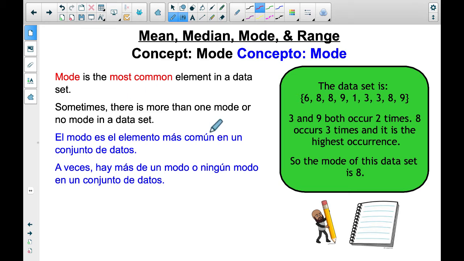Now, in terms of there being more than one mode, if this data set had one more 9 in it, the modes would be both 8 and 9 because 9 would be there 3 times and 8 would be there 3 times, okay? If no number repeated at all, there'd be no mode. But in this case, this mode is 8.